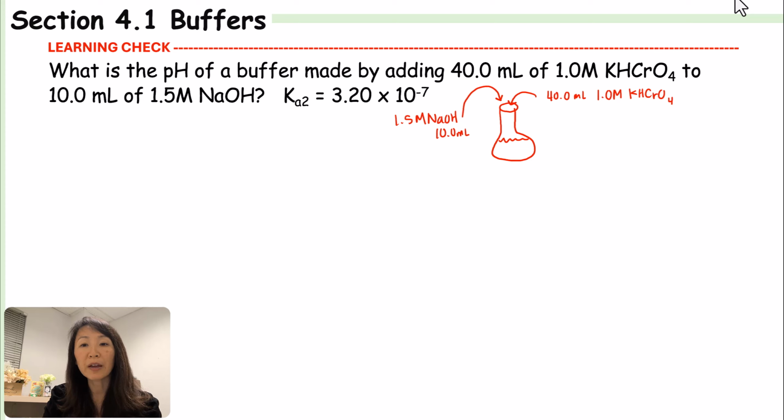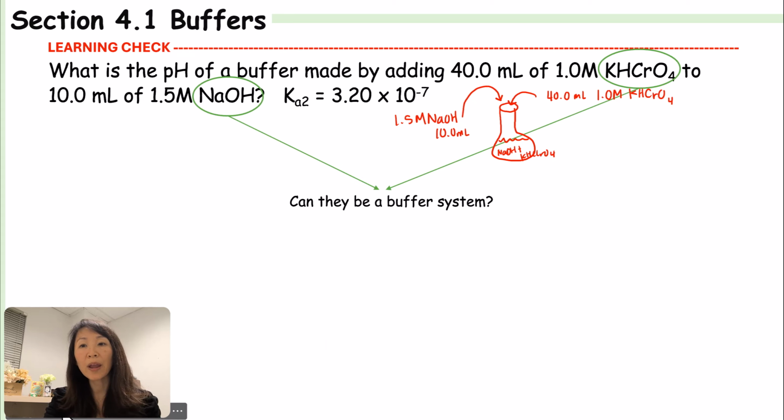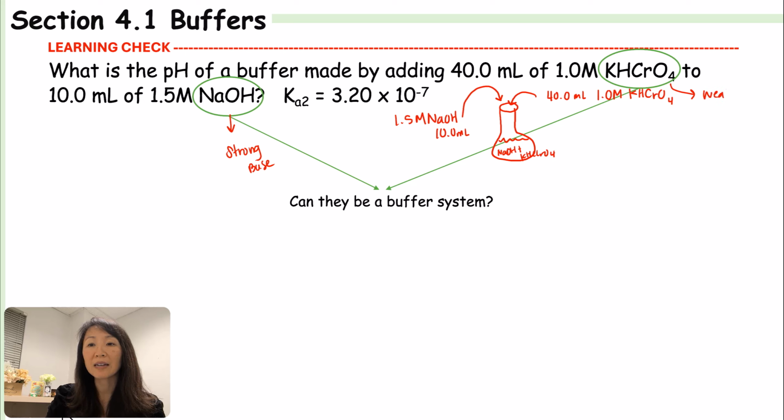So in here, you're going to have your NaOH mixed together with KHCrO4, and there's going to be some kind of reaction. But notice that this doesn't really look like a buffer system. Why might it not look like a buffer system? If you look at the NaOH and KHCrO4, can they be a buffer system? Here you have a very strong base, whereas over here you have a weak acid.